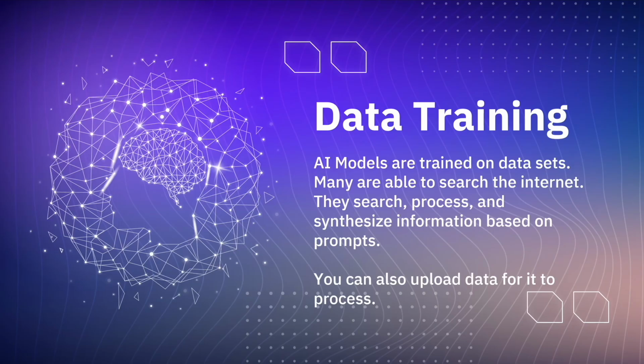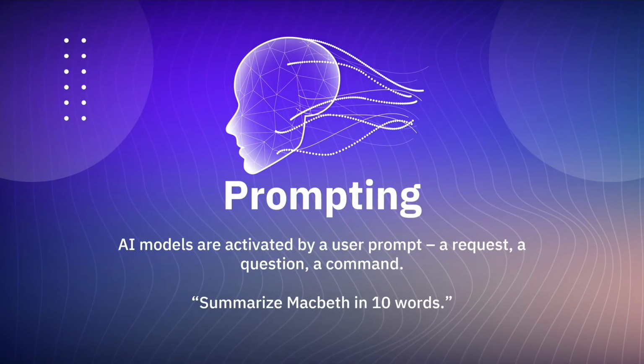Then we have our next point, which is very important. As we've mentioned, it is prompting. What is prompting? Prompting is a very specific art nowadays. It had somewhat of a different meaning before, but now it is basically about AI models. AI models are activated by what we call a user prompt. A prompt is essentially a request, a question, a command, whatever you want to call it.